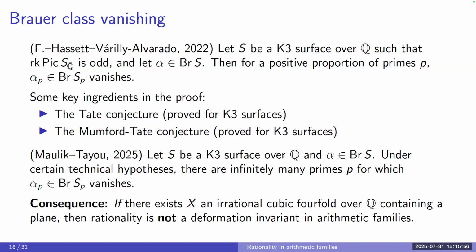Okay, so what's the consequence here? This is telling me that if I have one of these cubic fourfolds over Q containing a plane, and I could show that it's irrational, then rationality is not a deformation invariant in these arithmetic families of fourfolds. And again, this "if" is actually addressed by the work of Pan that I mentioned earlier, so forthcoming. So you really could use cubic fourfolds to construct one of these interesting arithmetic families, but maybe if we want to avoid this proof of irrationality of cubic fourfolds, it would be nice to have a different construction.